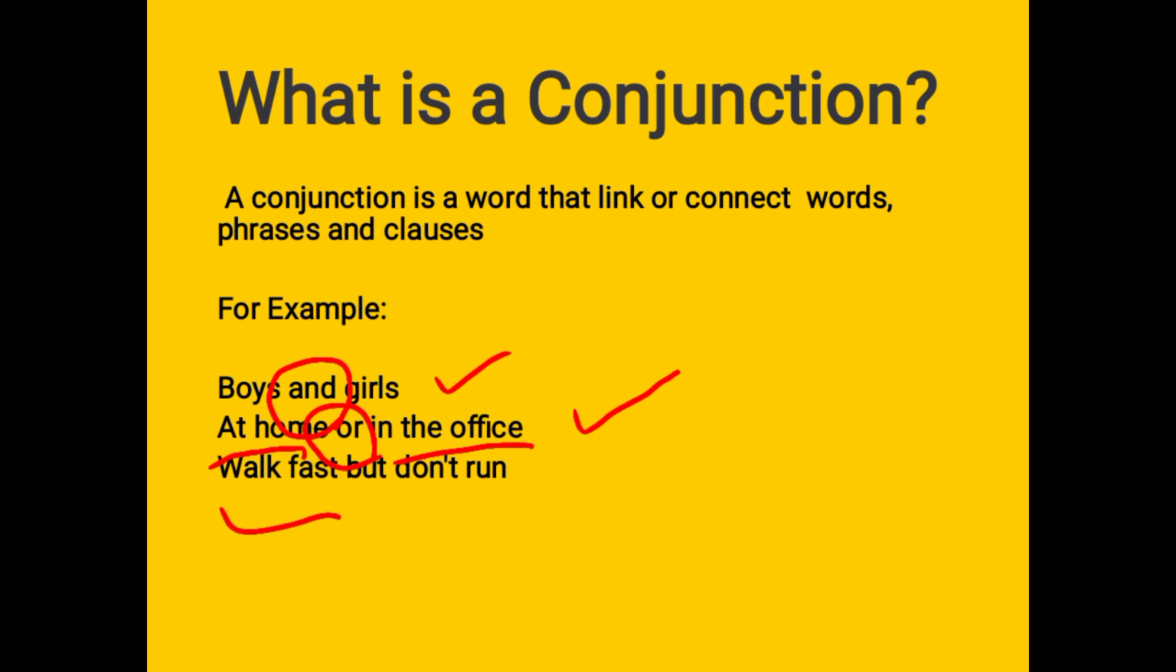Now let's look at the last example. Walk fast, but don't run. Now, this is not a phrase, this is a clause, because a clause needs to have a verb in it. So, in the first half, we have the verb walk, and in the second half, we have the verb run. So, both the verbs are connected with a conjunction but. So, this is an example of clauses. Two clauses are connected with a conjunction but. So, let's move further.